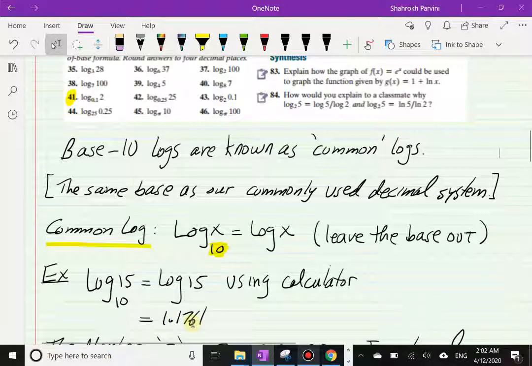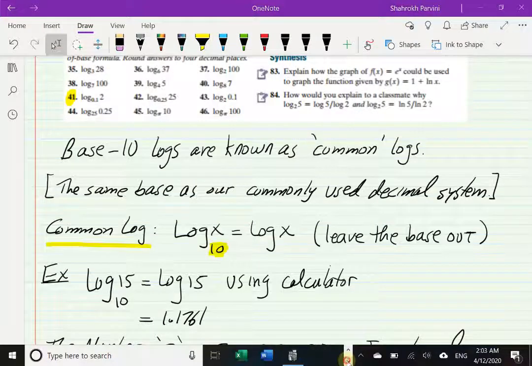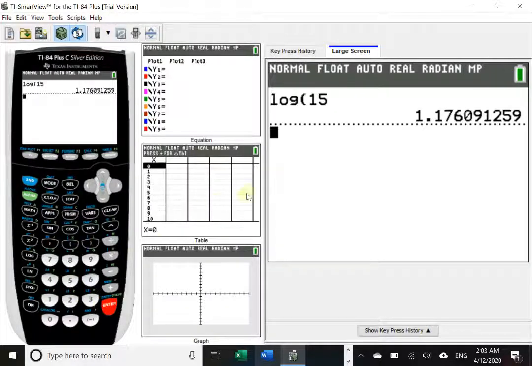1.1761. Let me actually go to the calculator now and I'll show you. Remember, we're doing the common log of 15. On my calculator, here's my emulator. This is the TI-84 Plus. Let me go back just to refresh myself, it was log of 15. For log of 15, it's actually pretty simple. I'm just going to hit log and then 1, 5, enter.